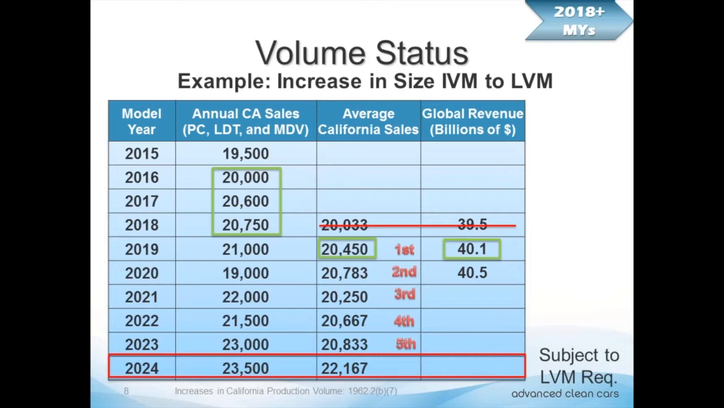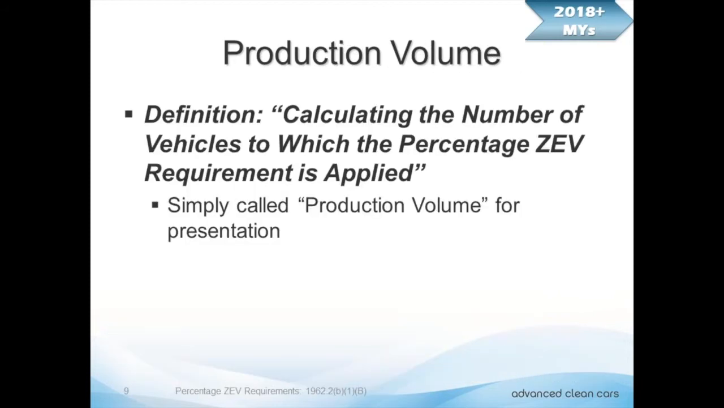Now that we know how volume status is determined, we will talk about how to calculate a manufacturer's production volume in which their ZEV requirement is applied. The ZEV regulation refers to this as calculating the number of vehicles to which the percentage ZEV requirement is applied. However, for the purposes of this presentation, we will simply refer to this as production volume.